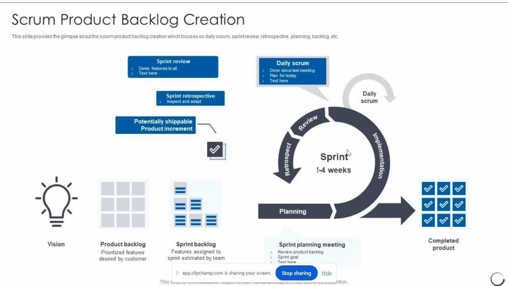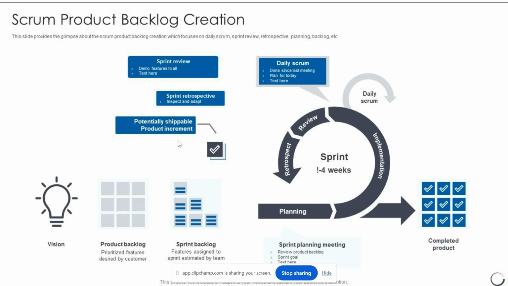Then the implementation will be done, and you can see done since last meeting, plan for today, everything will be in the daily scrum. We are going through each and every retrospective. We will retrospect, plan, update the backlog, everything will be done daily. Sprint review, demo features to all. Everything will be maintained, everything will go in a smooth way when we have some method. That's what this agile methodology is helping us to build these software products.